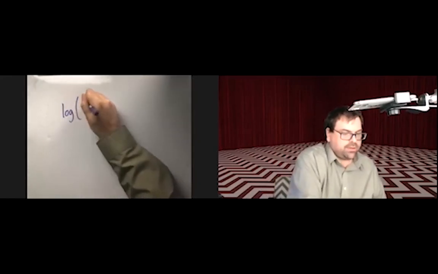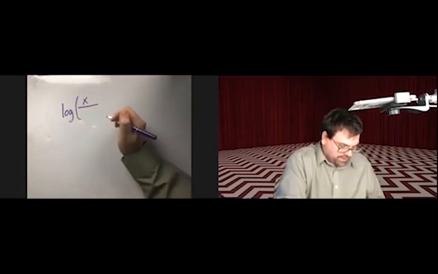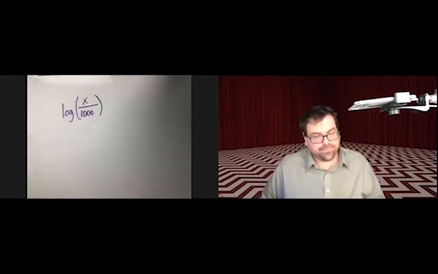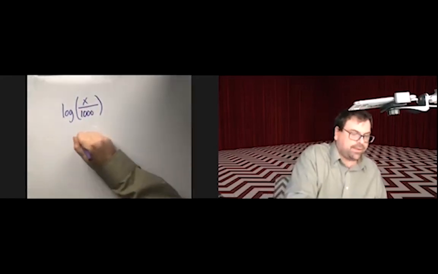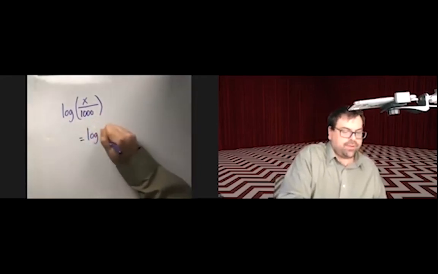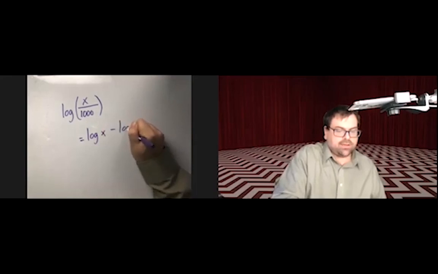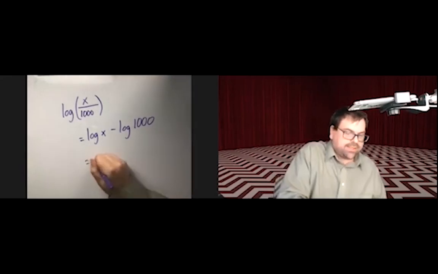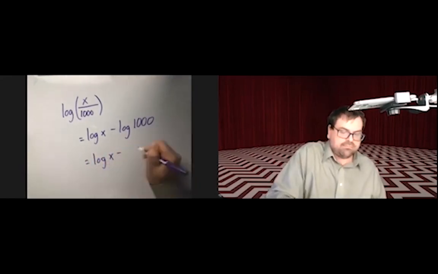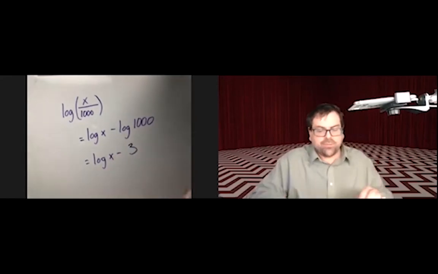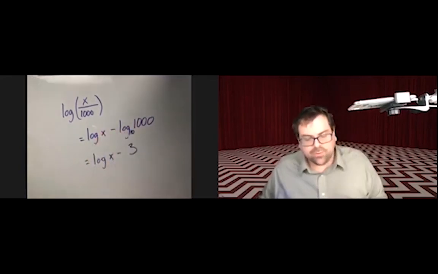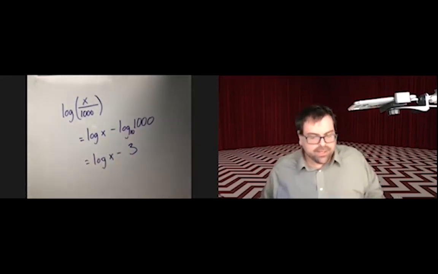What about the log? So that's the common log, base 10, of x over 1,000. That would be the log of x minus the log of 1,000. And this simplifies as the log of x minus 3, because when we don't have a base written, it's base 10, and 10 to the third power is 1,000. The logarithm is an exponent. The exponent here would be 3.